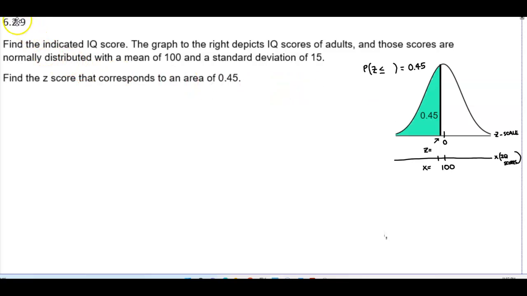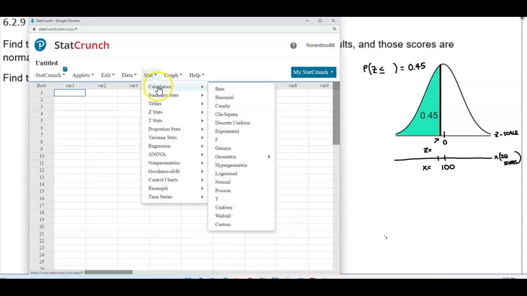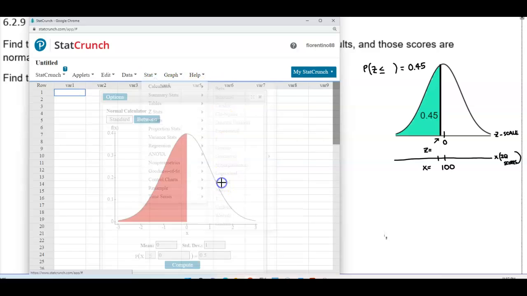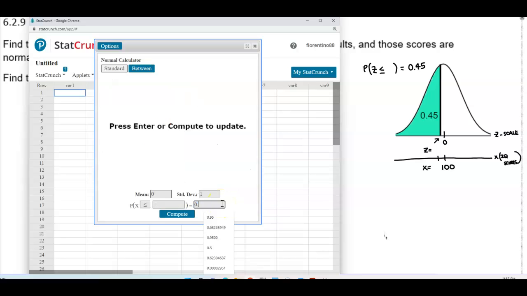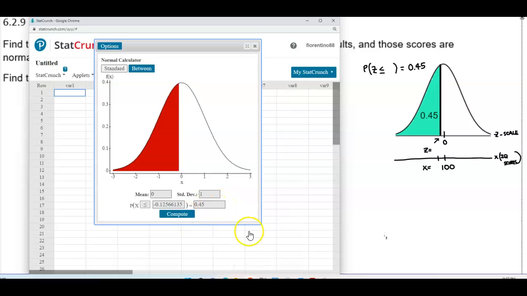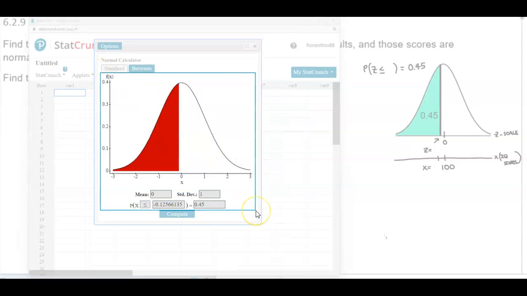So we're going to use StatCrunch to find that z-score. Let's go ahead and open up StatCrunch. We go to Stat, Calculators, and scroll down to Normal. We want our mean to be 0 and our standard deviation to be 1, because that's the scale here since we're given the area. Over here, we want to make sure it's less than or equal to, but don't put any values over here, because the bottom right is where we put the area. The area is going to be 0.45. Then we select Compute.